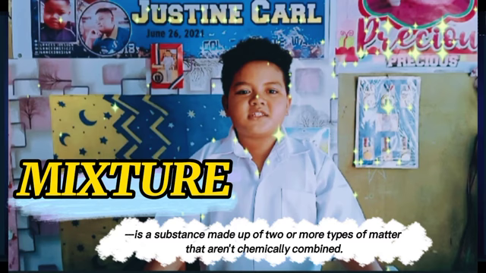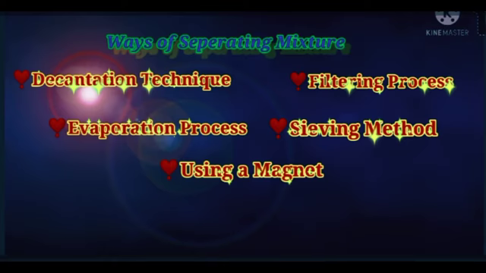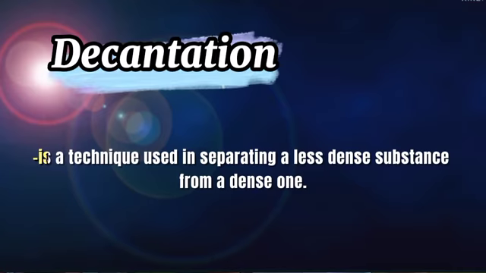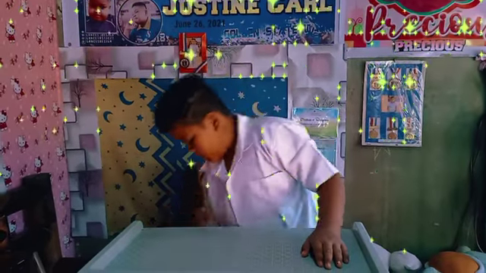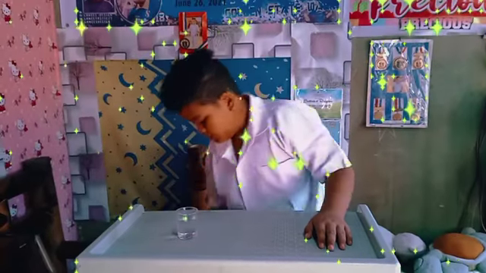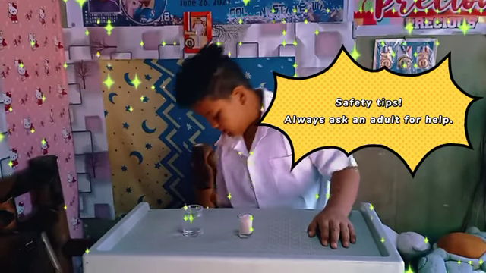From the past lesson, we know that a mixture is a substance made up of two or more types of matter that aren't chemically combined. There are many ways of separating mixtures. And now I am going to perform first the decantation technique. It is a technique used in separating a less dense substance from a dense one. The materials that I am going to use are water, rice grains, and an empty glass.